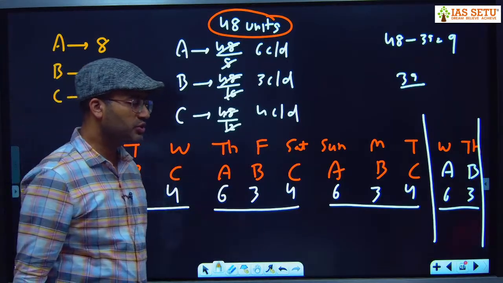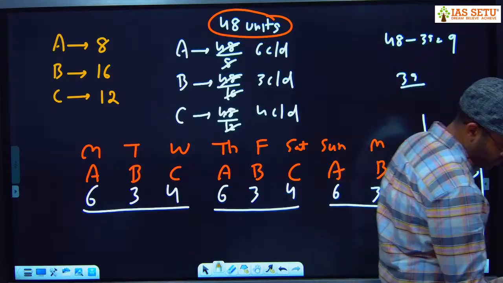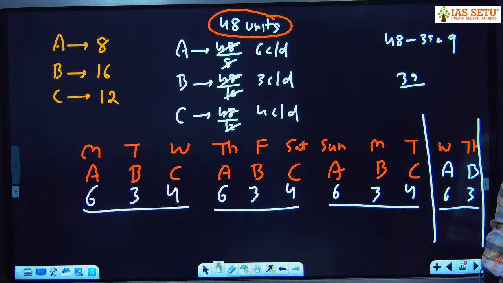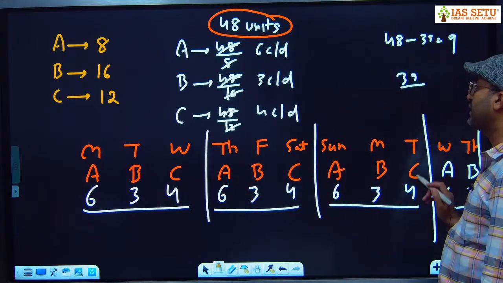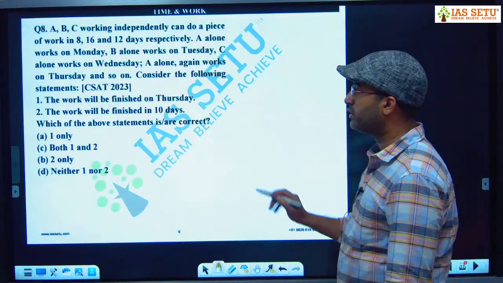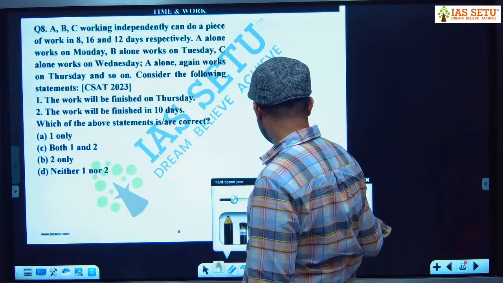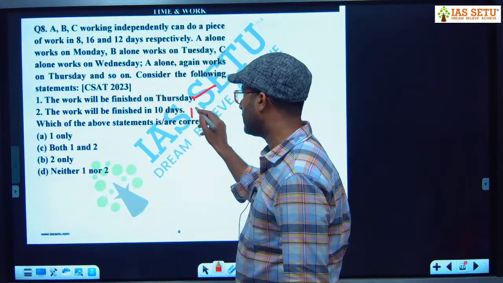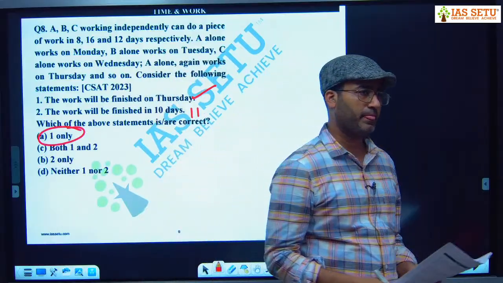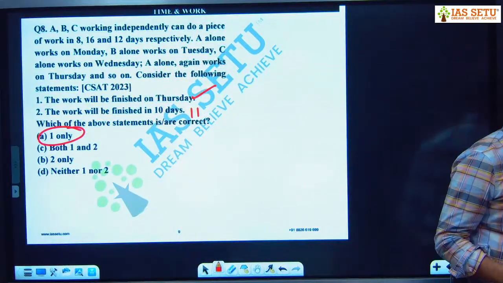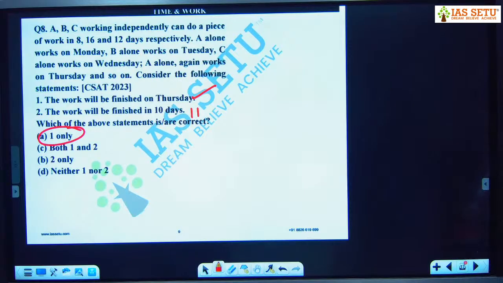So here statement number 1, the work will be finished on Thursday. Yes, work will be finished on Thursday. Second statement, the work will be finished in 10 days. No, 3, 6, 9, 11 days. So here they are taking 11 days and work is finished on Thursday, correct. So only one statement is correct, A. Second statement is wrong क्योंकि उनको 11 दिन लग रहे.